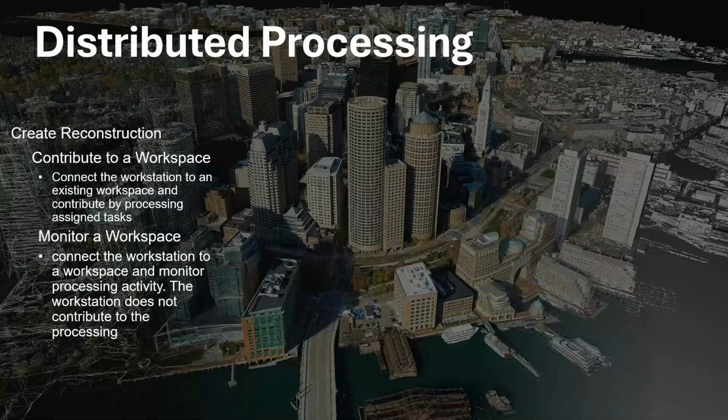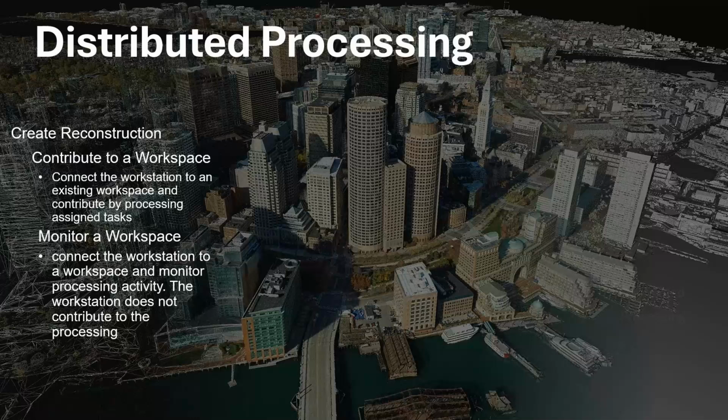So a nice feature with Reality Studio is distributed processing. If you're trying to produce meshes of cities, such as the one in the background, one laptop, one computer is really going to struggle to do this. So we can have multiple different computers all working together, and this is contributing to a workspace. You can connect a workspace to an existing project and assign tasks to each different computer. Let's say you want to monitor a workspace, you can also do that from your laptop, and you can decide which processes get assigned to which computer.